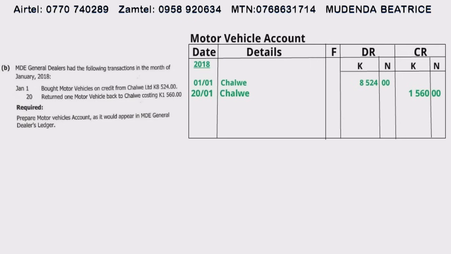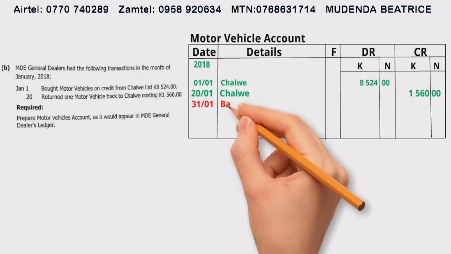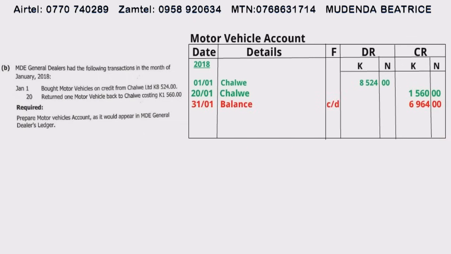So we can see that 8,524 is bigger than 1,560. That means we are going to subtract 1,560 from 8,524 for us to determine the balance carried down. Okay, so that's what we need to do. So you can punch in this expression, 8,524 minus 1,560, which will give us the answer, 6,964 kwacha. Okay, this is the balance carried down, and this is done on the 31st January 2018.